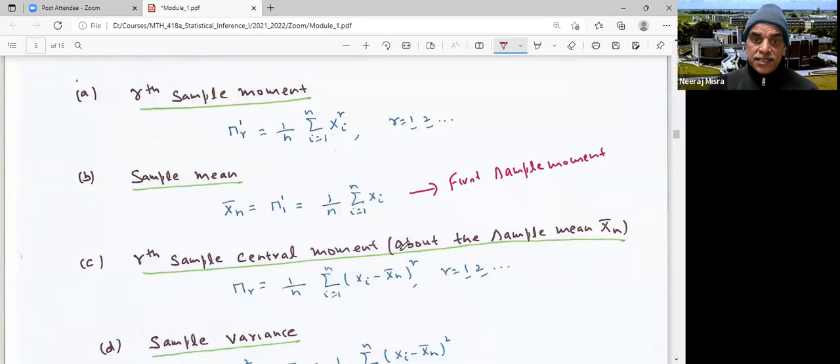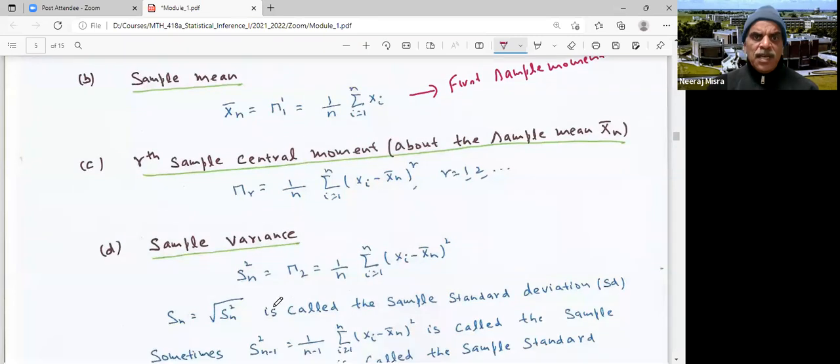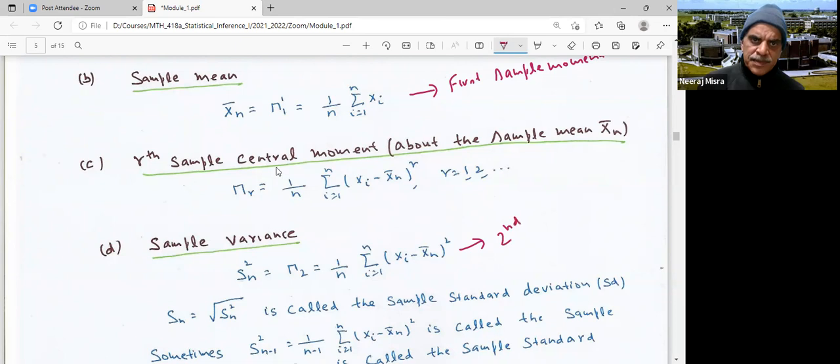Then I can talk about the rth central moment about the sample mean x bar n, which I define as 1 upon n, summation i equals 1 to n, (xi minus x bar n) to the power r. r can be any integer, 1, 2, 3, and so on. I can define the sample variance, which is nothing but the second sample central moment. So the sample variance, which I denote by Sn square, is m2, 1 upon n summation (xi minus x bar n) whole square, nothing but the second sample central moment.